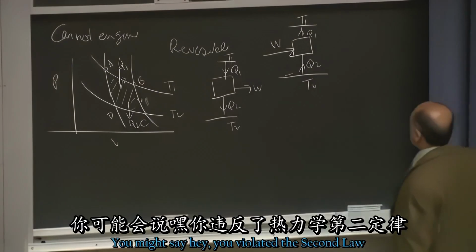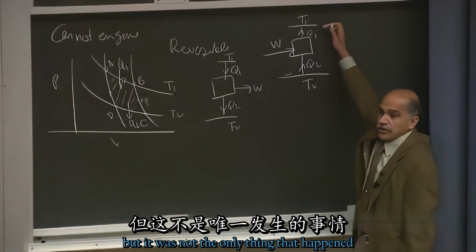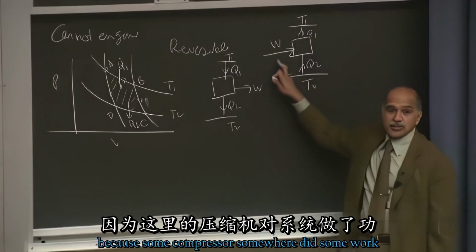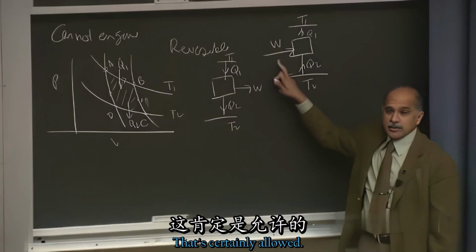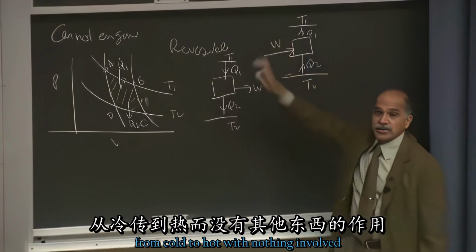You might say, hey, you violated the second law. You have transferred heat from a cold to hot body. But it was not the only thing that happened, because some compressor somewhere did some work. That's certainly allowed. What is not allowed is to have it flow from cold to hot with nothing involved.